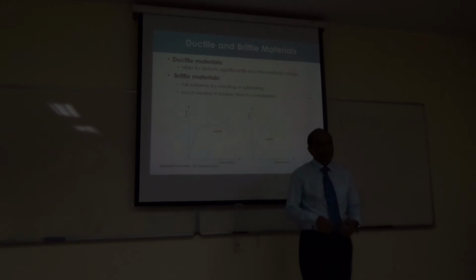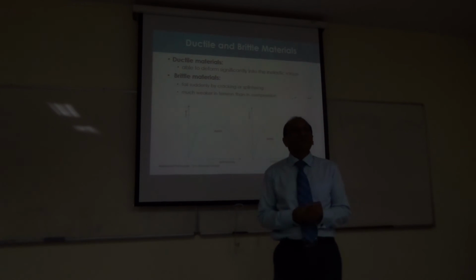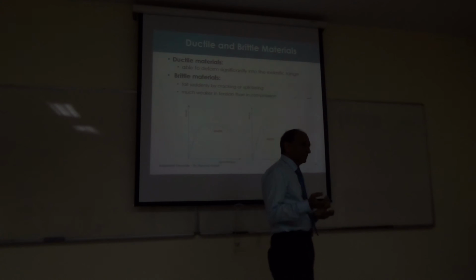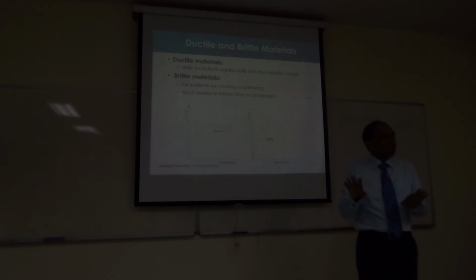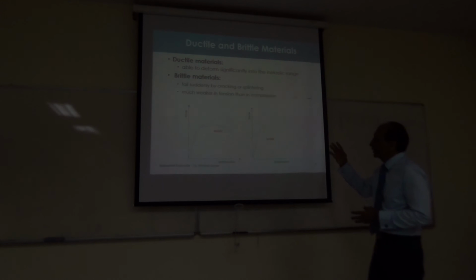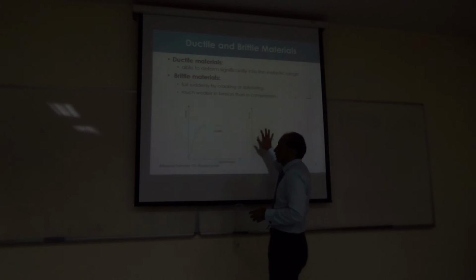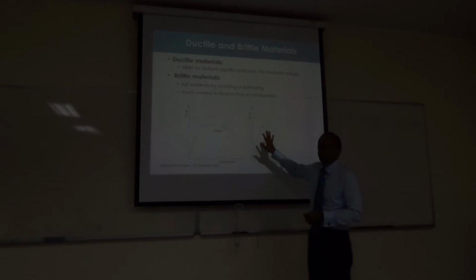So we need to deal with materials which are brittle and ductile in a different manner. We treat them differently. Rules are different for these 2 materials, right? The design rules are different. The expectations are different. So we prefer this, we don't like this, of course. And we try to convert brittle materials into ductile materials.